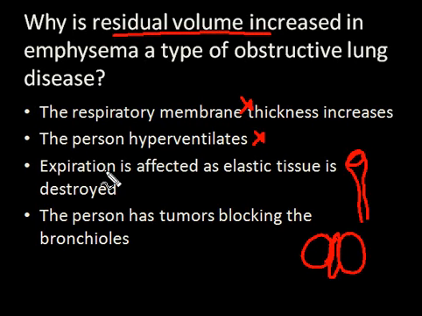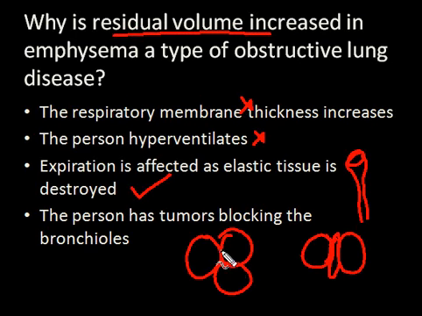The third choice says expiration is affected as elastic tissue is destroyed. This is the right answer, because this is what happens in emphysema. In emphysema, the alveolar walls are broken down. So instead of having 3 alveoli like this, you will have one, where you can see the walls are broken down. It becomes one huge space with less elastic tissue.